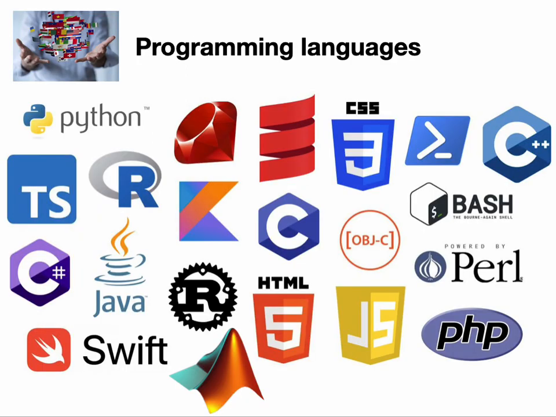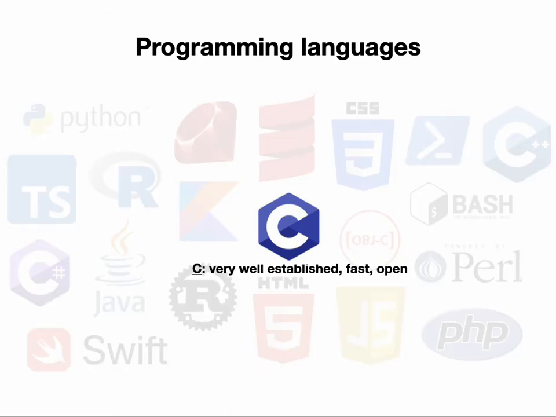Programming languages, there exist a lot of them, of different types, different families, and with different aims. So you see a lot of different labels there corresponding to different languages. For example, one very known programming language is the C language. The C language is very popular in the scientific community. It's very well established. It has existed for several decades now. It's very fast and it's open.